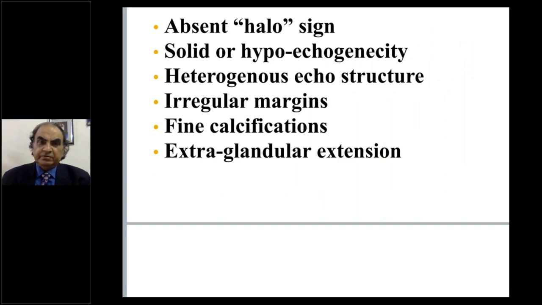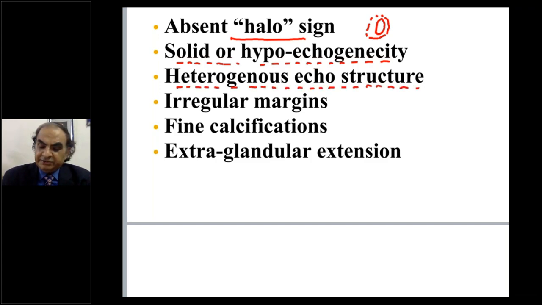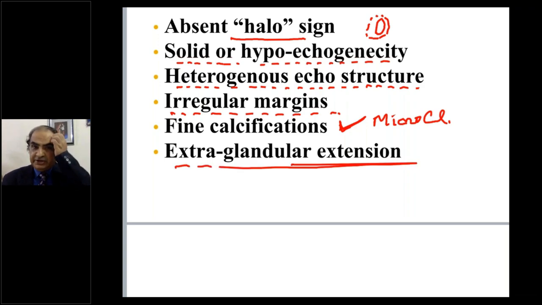Features which would be suggestive of malignancy, I've already covered that. The absent halo, there's usually a halo around, which is the form of a capsule. There is a solid or hypoechogenicity; a mixed pattern is more likely to be suggestive. So heterogeneous echostructure, heteroechoic, irregular margins, fine calcifications, very important. Microcalcifications are very important to pick up. And then, of course, extraglandular extension. These are features which would suggest it to be malignant.